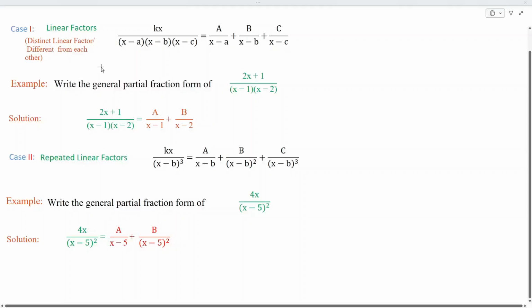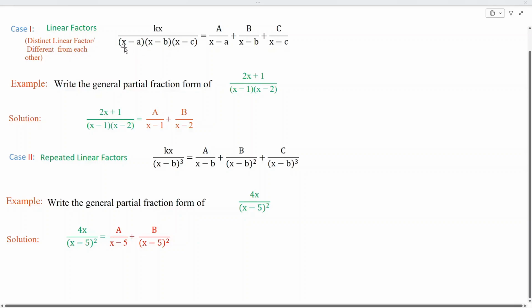There are 4 cases of partial fraction. First, we discuss the general fitting of these cases, and later on we shall use these cases to solve problems. Case number 1 is if there are linear factors in the denominator of a fraction, then how we can use partial fraction. So look at this general form.